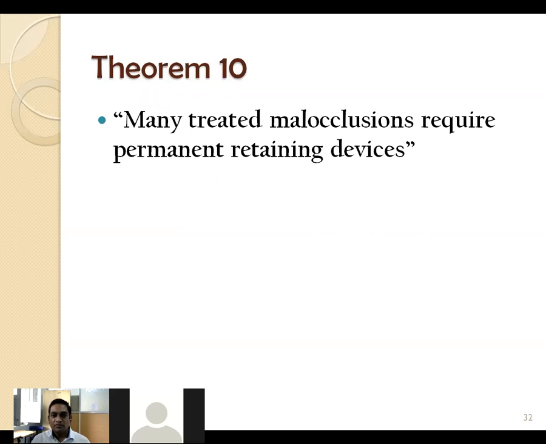Coming to the 10th theorem, given by Moyers, many treated malocclusions require a permanent retaining device. This theory says that any orthodontic treatment done in a patient has to be followed by permanent retainers. According to this, every patient has to be given a permanent retainer. Whenever we give retainers, whether removable or fixed, they have to be permanent. The patient has to wear them for a long period of time.